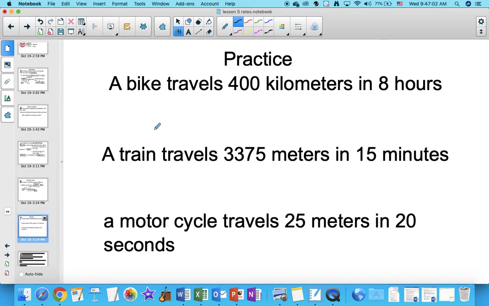So, a bike travels 400 kilometers in 8 hours. 400 kilometers in 8 hours, well, you go 400, don't forget your units, kilometers, over 8 hours.